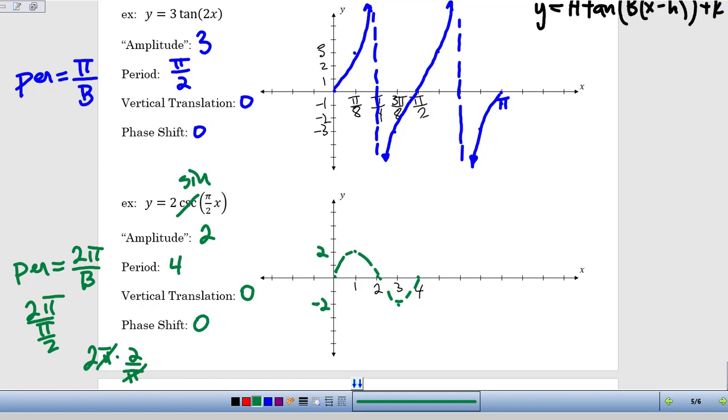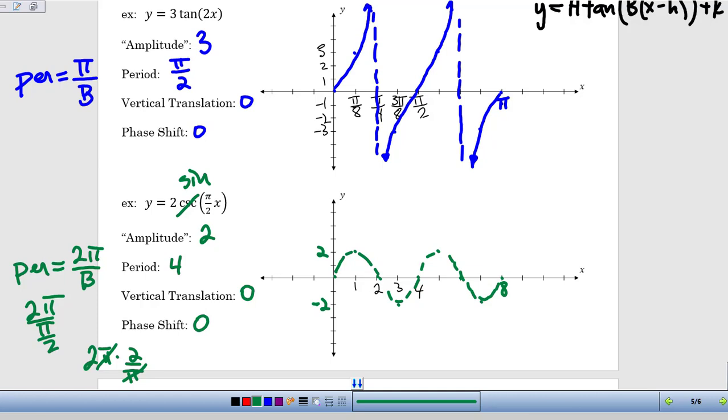I'll go ahead and add a second period. So I'll go out 4 tick marks, 1, 2, 3, 4. And so at 8 is going to be the end of the next cycle. So halfway in between we're going to be at 0. Halfway in between those zeros we're going to be at minimum and maximum locations. So that's the framework for our cosecant graph.